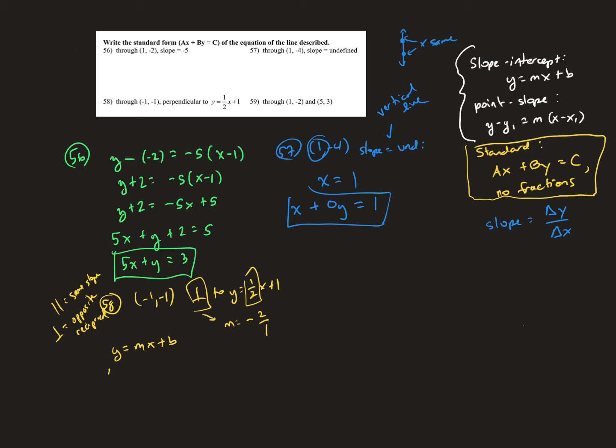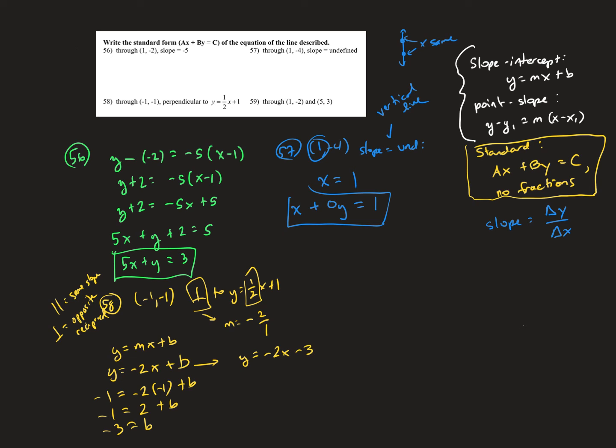I know the slope is -2, but I don't know the y-intercept here because I wasn't given that. I do, however, know a point that it passes through, -1, -1. So if I stick that point in for the x and the y, that allows me to solve for the y-intercept. And then that means that when I find the equation of this line in slope-intercept form, I can write it like that.